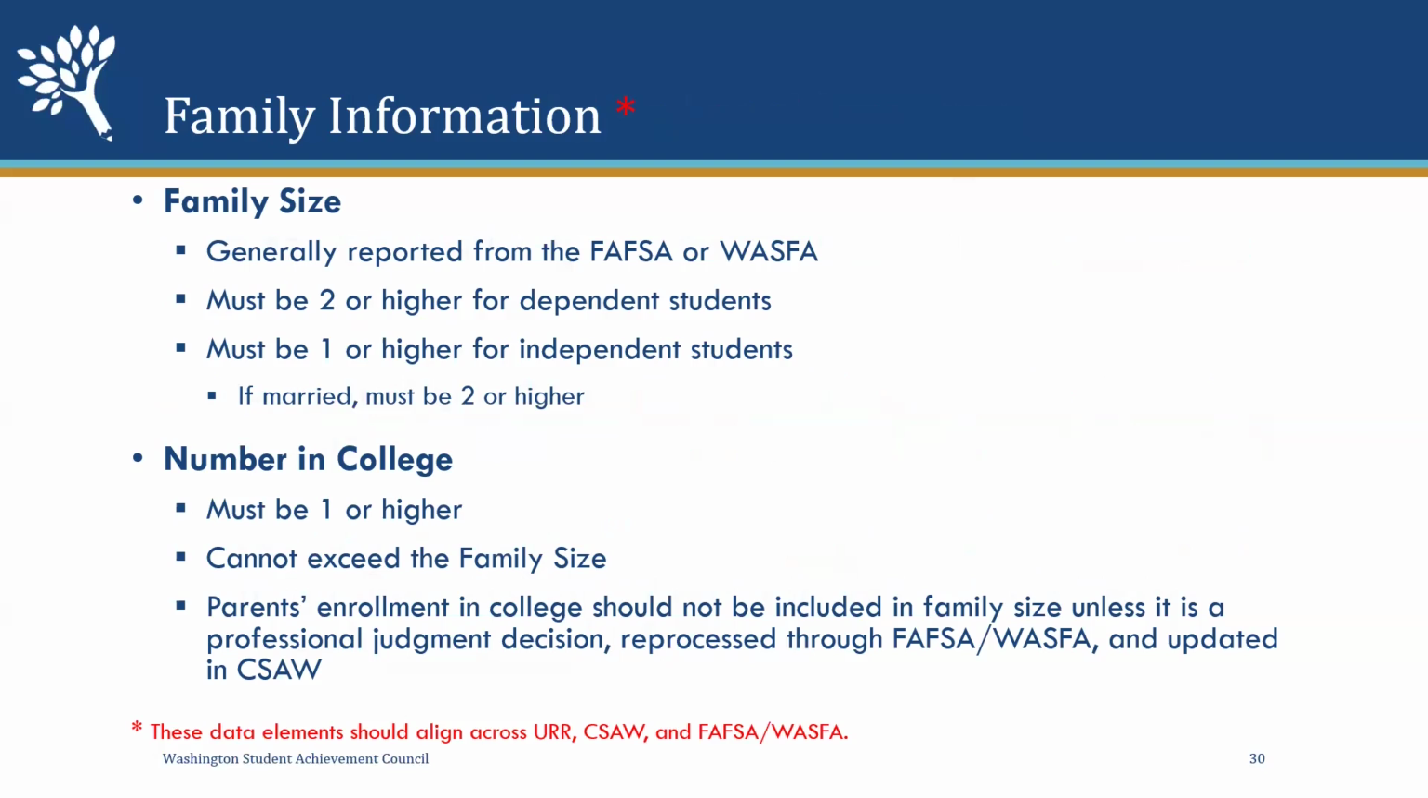On family information, we're looking for family size. Keep in mind, if they're dependent students, the family size should be 2 or greater. If they're independent, it should be 1 or greater. And number in college must be 1 or higher, and you can't exceed the family size. If you have parents in college, normally they're not included in number in college. But if you complete a PJ and you want to count them, that's entirely up to you on a case-by-case basis. But make sure that if you do change that, you process it as such.